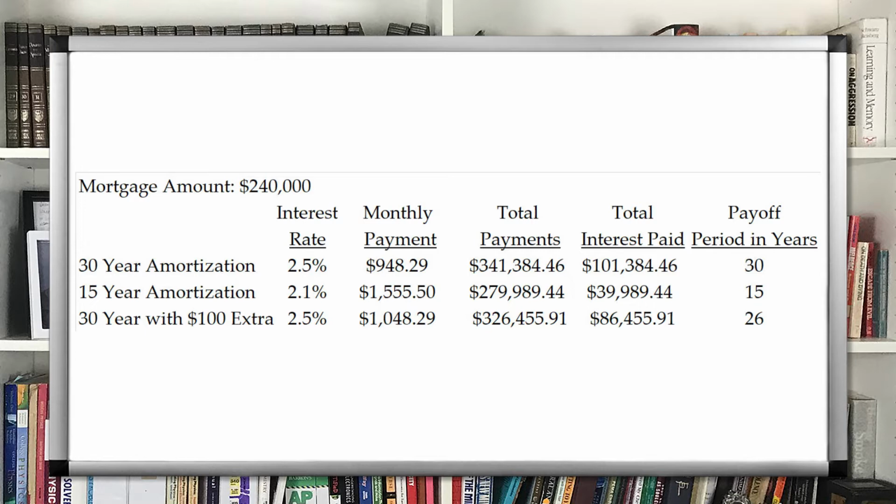Now, because there are no prepayment penalties, you could pay a little bit extra in principal every month under the 30-year option and see a pretty sizable impact on the total payments made and the interest expense incurred. The table here shows the impact of paying an extra $100 principal every month. As you can see, the extra payment reduces the total payments, total interest expense, and payback period.